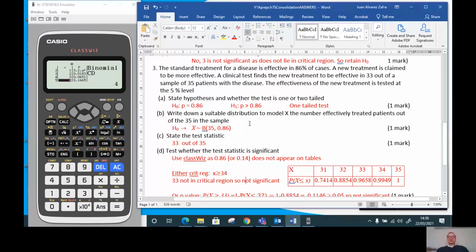Write down a suitable distribution to model the number of effectively treated patients out of 35. Well, we can see it's going to be binomial. We'll have n as 35, and the null hypothesis gives us the p of 0.86. State the test statistic. Well, the statistic is from our sample, that 33 out of 35 patients were effectively treated. So that's 33 out of 35.